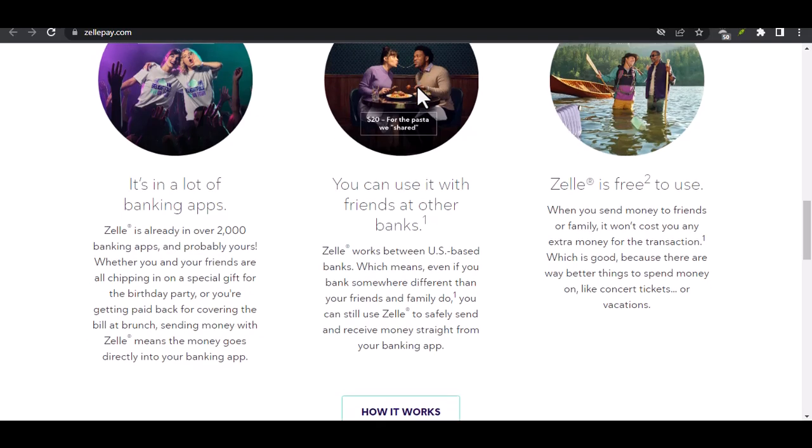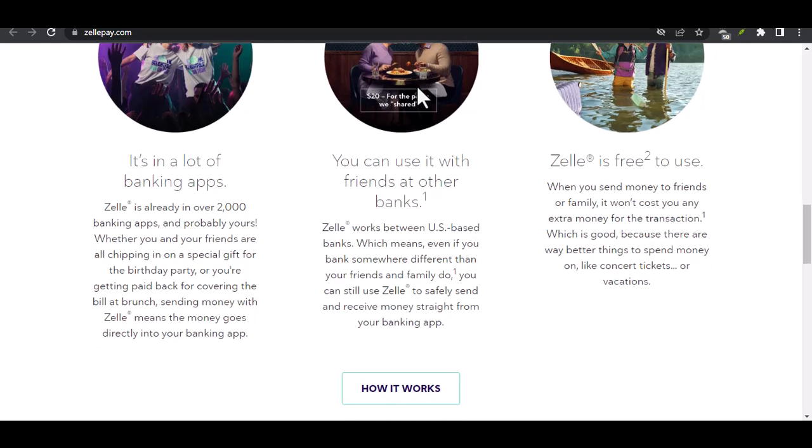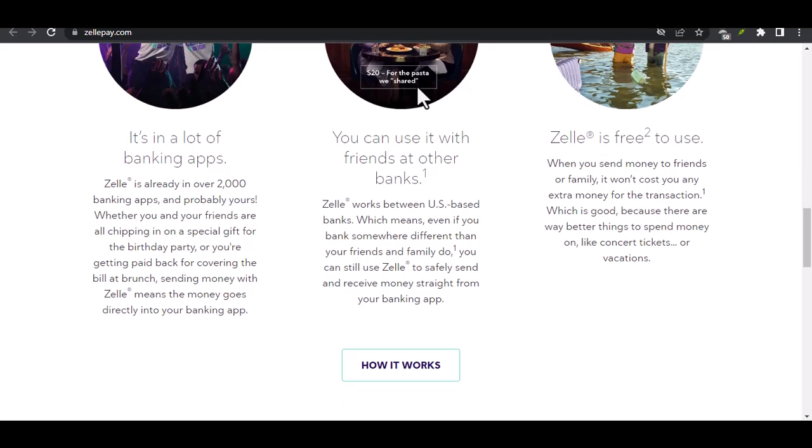Daily receiving limits. Banks may have daily limits on how much money you can receive through Zelle. If your friend tries to send an amount that exceeds your limit, the transfer will fail. Contact your bank to find out what your receiving limits are.